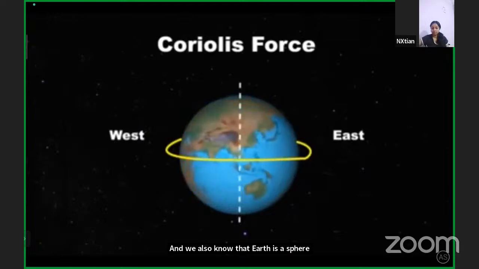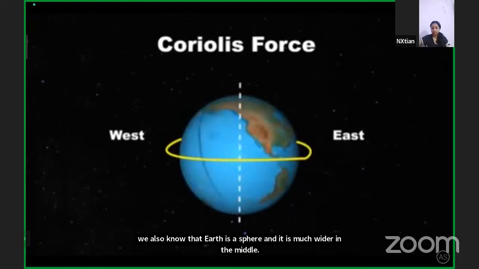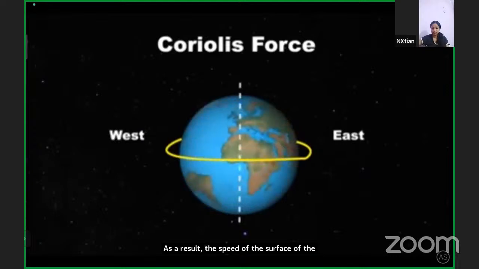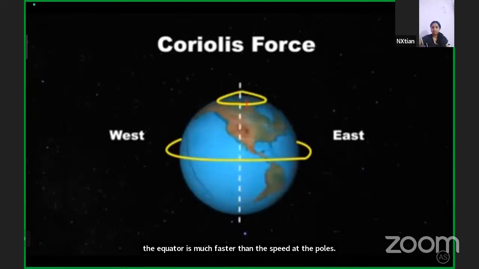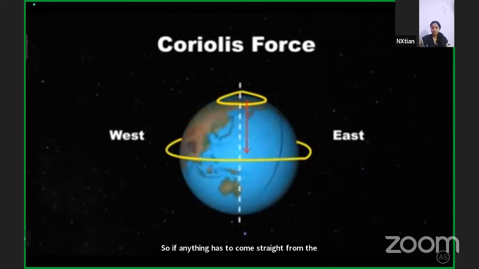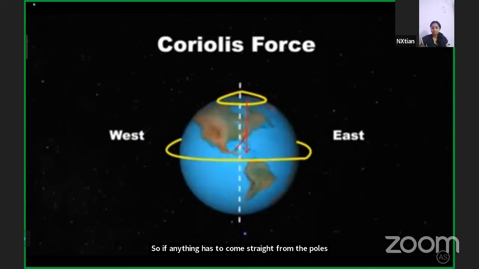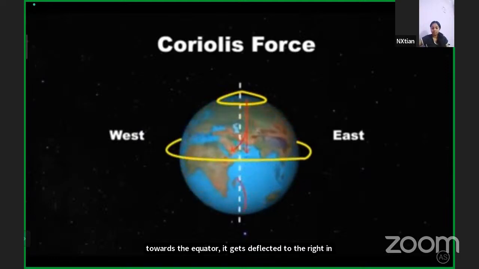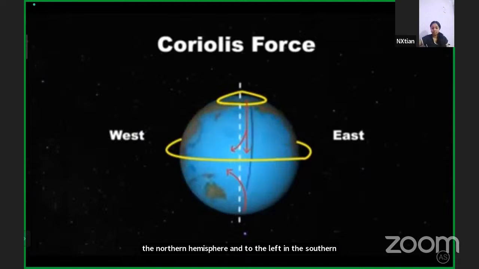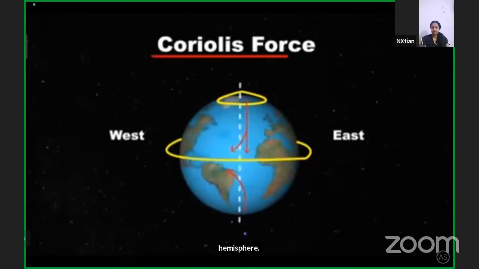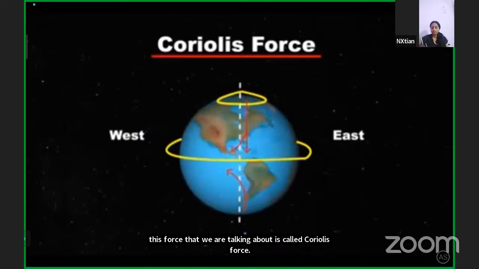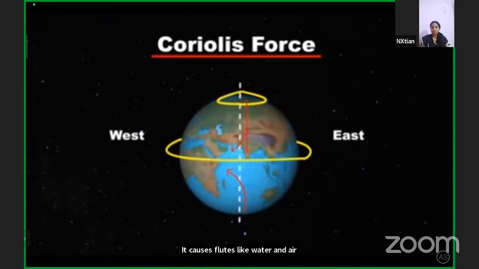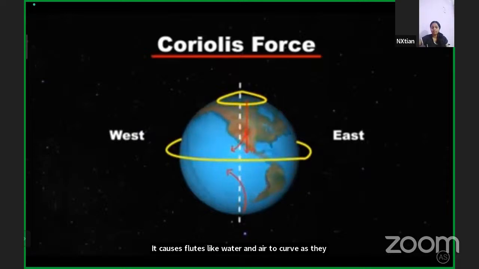As a result, the speed of the surface of the Earth at the equator is much faster than the speed at the poles. So if anything has to come straight from the poles towards the equator, it gets deflected to the right in the northern hemisphere and to the left in the southern hemisphere. And this force that we are talking about is called Coriolis force. It causes fluids like water and air to curve as they travel across or above the Earth's surface.